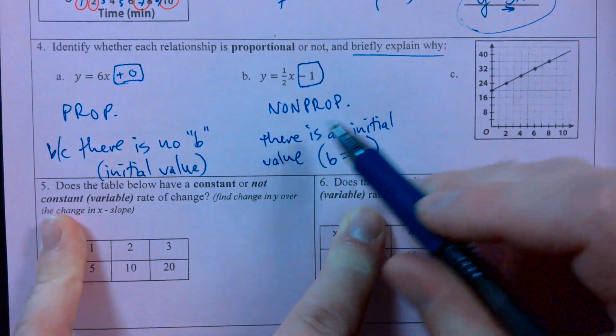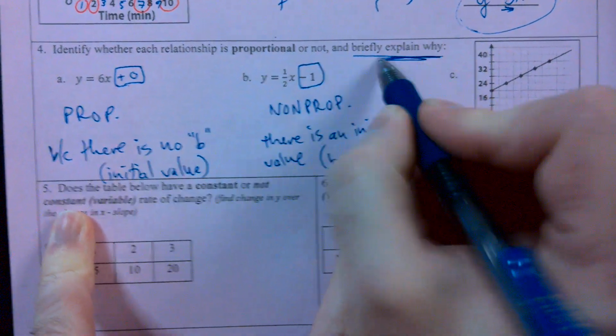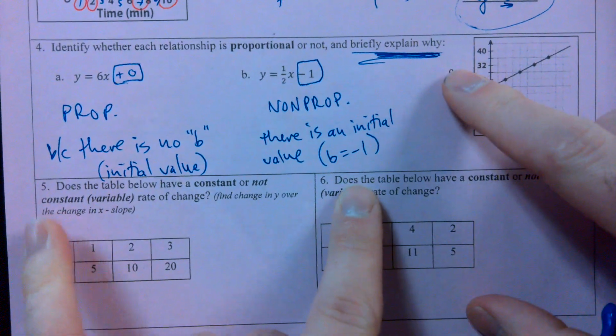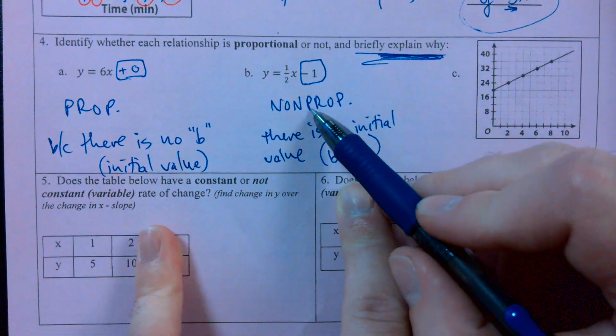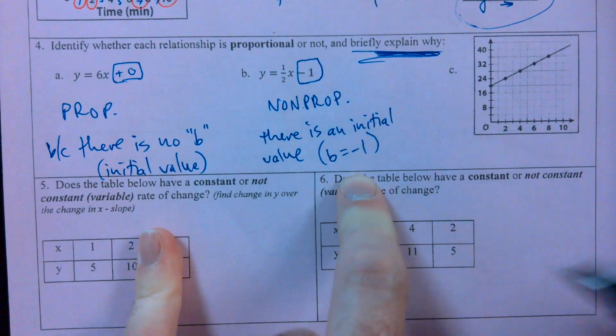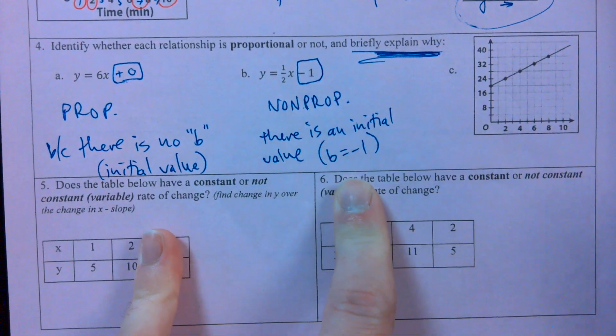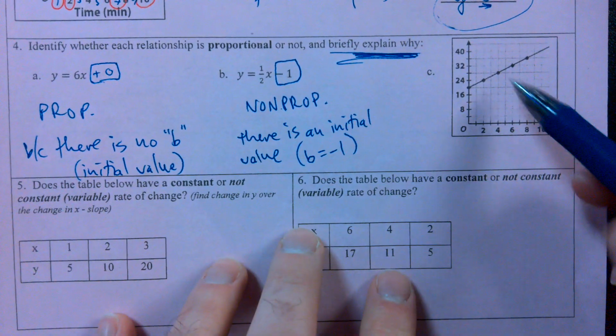If you do not include an explanation when it says to include an explanation, right, you're not going to get all the credit for that. Even if you are right. If you say non-proportional, great. You got to explain why as well. So make sure you're including these explanations.